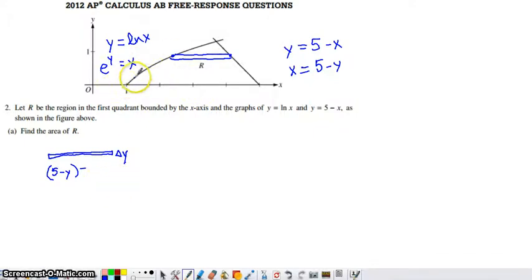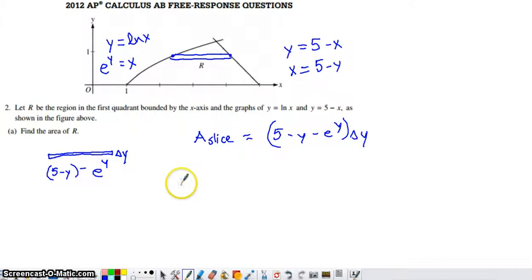So the smaller x value, this equation specified as an x value, is going to be e to the y. And so what would the area of this one slice be? Well, the area of this one slice is going to be approximated by taking 5 minus y minus e to the y, the width of the slice, times the height of the slice, which we just found to be delta y. We want to add together the areas of a bunch of these slices.